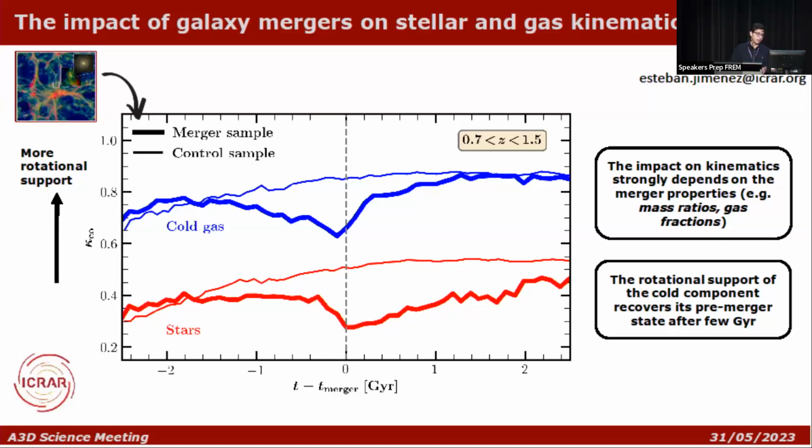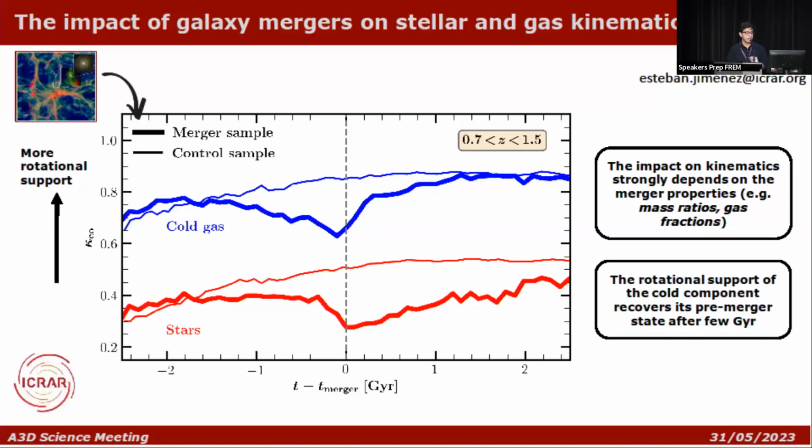So here I'm showing the evolution for 2 different samples. This is the median evolution for galaxies in a merger sample, which is the thick lines, and for a control sample, which is galaxies that didn't have any merger in this redshift span. This is plotted as a function of time normalized with the time of the merger, where zero is where the merger happened.